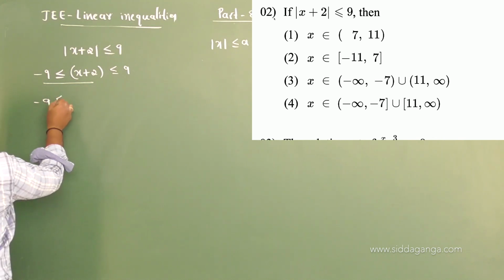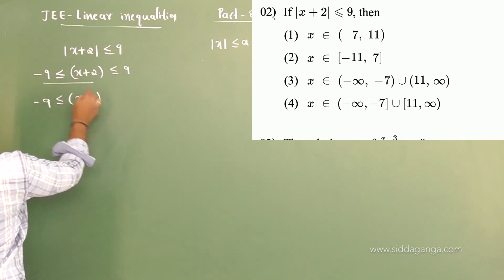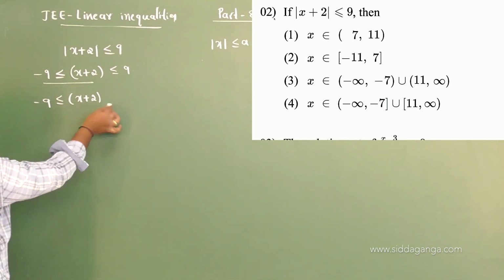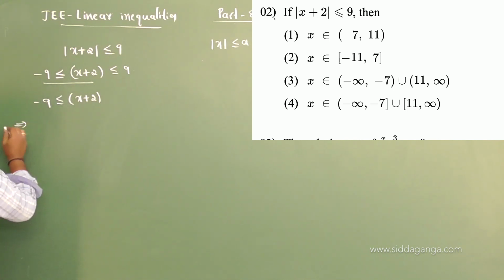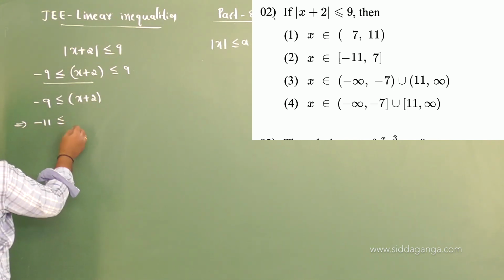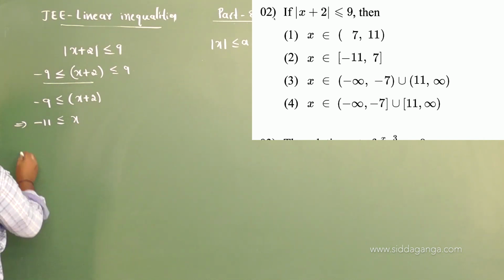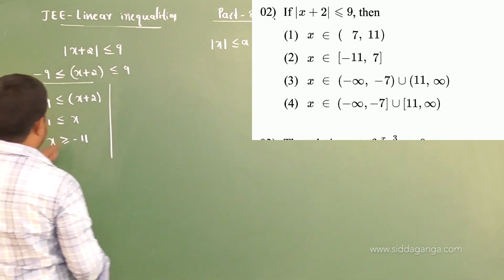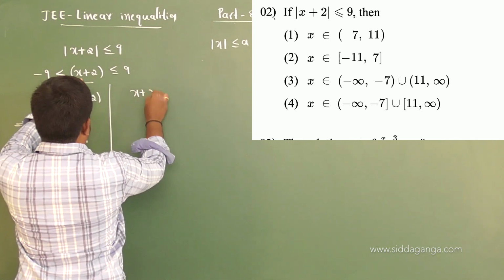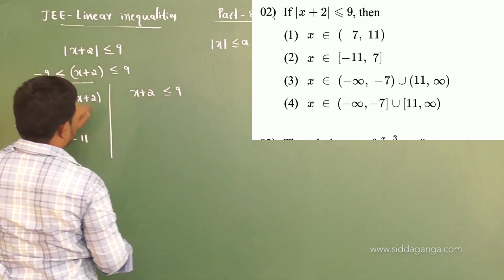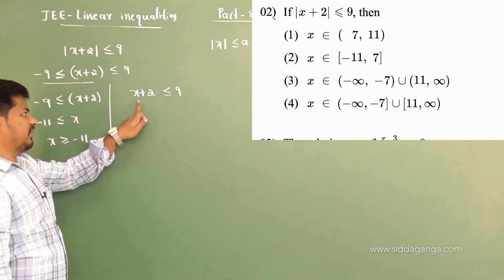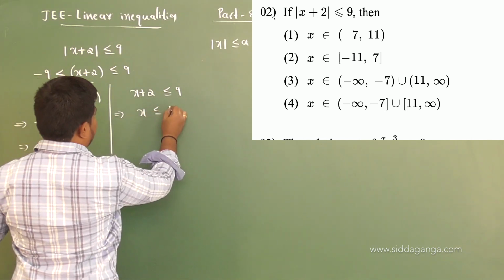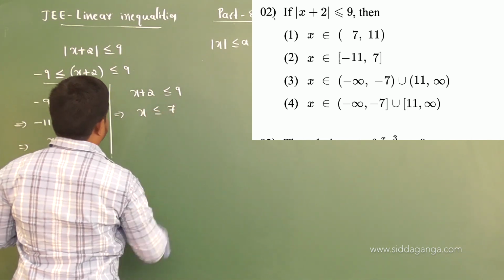First, minus 9 is less than or equal to x plus 2. We are finding the values of x, so I add minus 2 on both sides. What do you get? Minus 11 is less than or equal to x, or x is greater than or equal to minus 11. This is the first case. The second case is x plus 2 less than or equal to 9. Again adding minus 2 on both sides, x is less than or equal to 9 minus 2, that is 7.